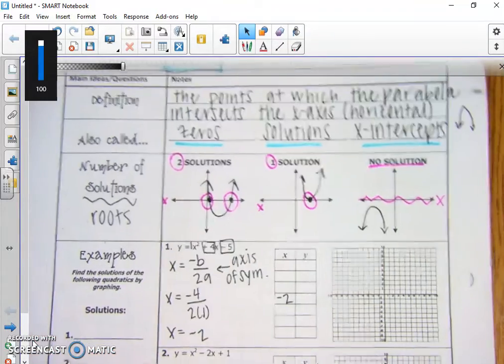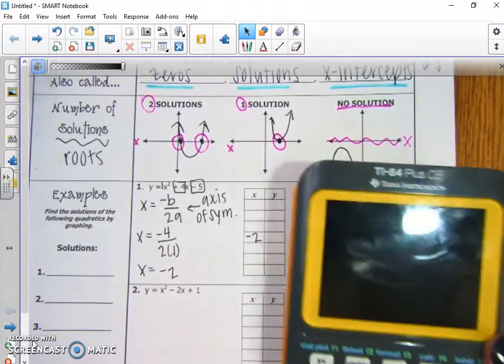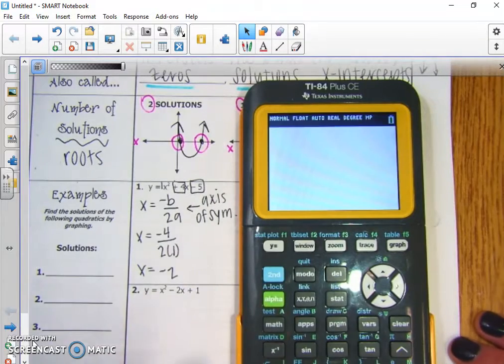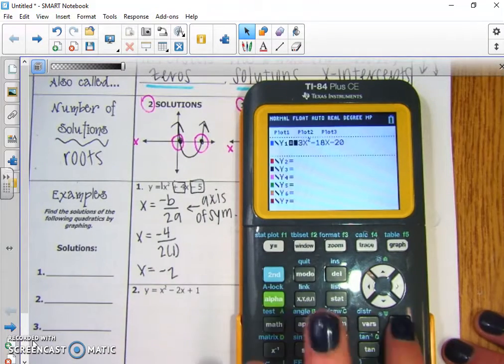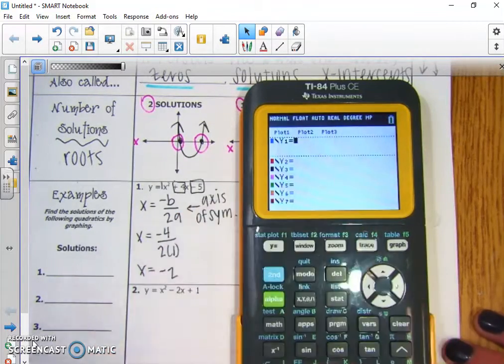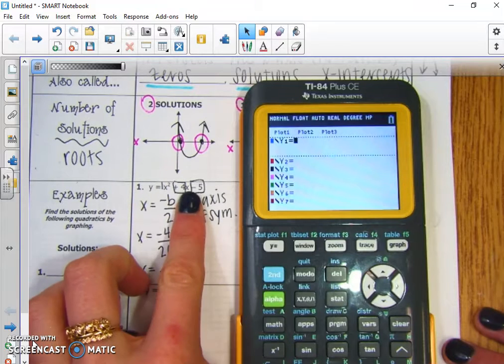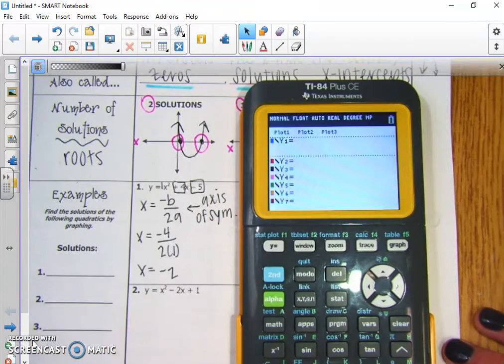Okay. And then we're going to use our table of values on our calculator to figure out all of the rest. So we go to y equals, let's clear out whatever's there, make sure none of your plots are on. And then we're going to type in our quadratic equation. So we have x squared plus 4x minus 5.